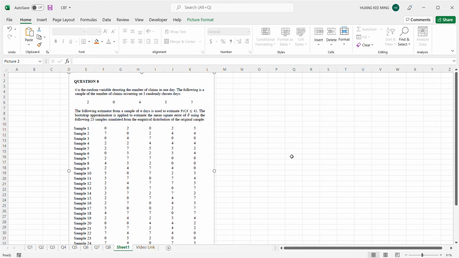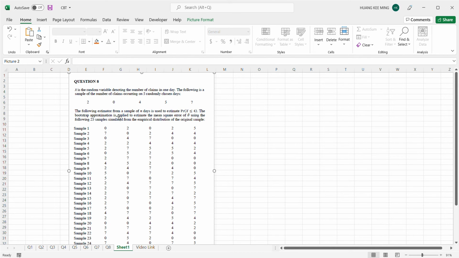Today, Kiming and I will be explaining question 8 of the Simulation and Credibility Theory Computer-Based Test. Question 8 is shown here. It is talking about S, the random variable denoting the number of claims in one day. The following is a sample of the number of claims occurring on 5 randomly chosen days.